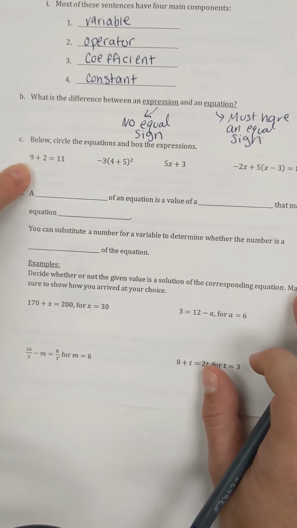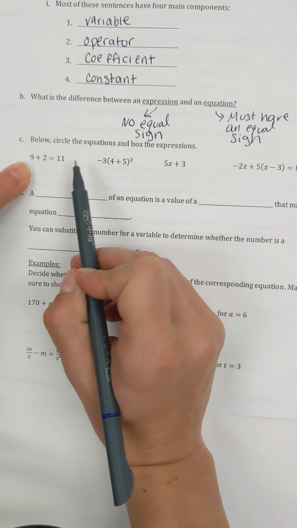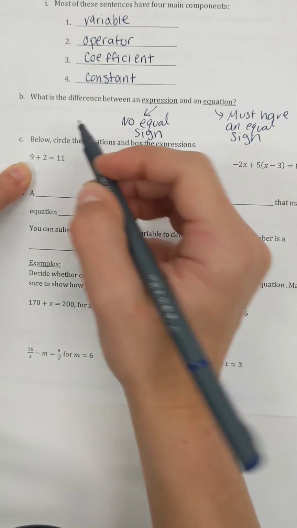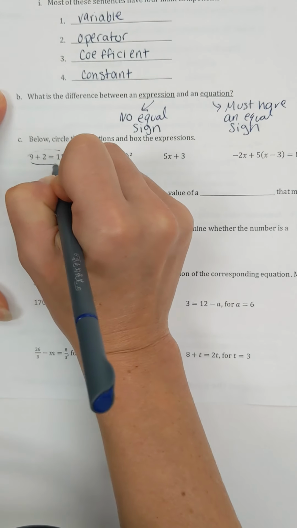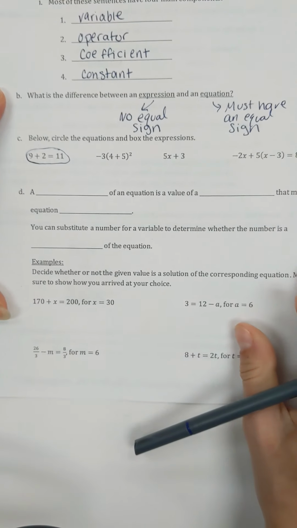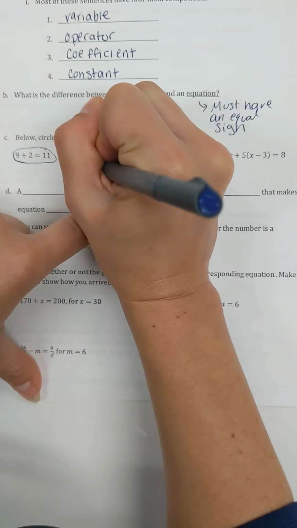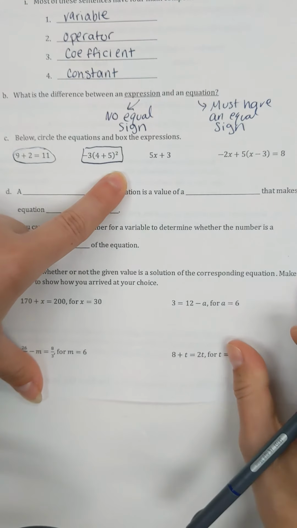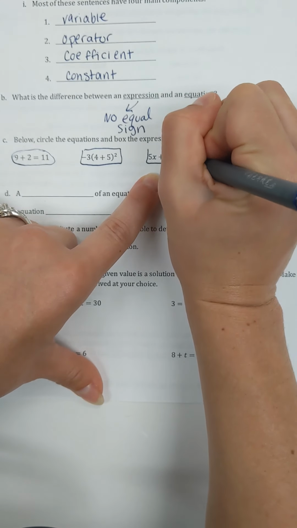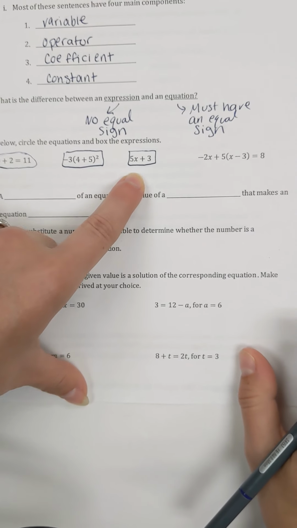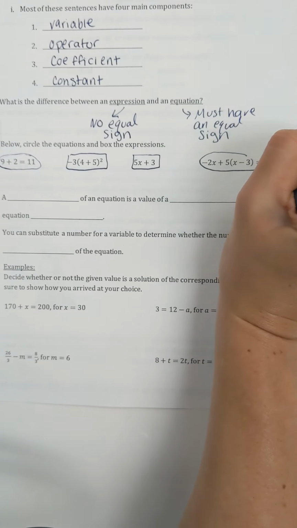All right, so each one of these should already be boxed or circled. You should have done that on your own. So we're going to go through and circle our equations and box our expressions. So this first one here, because of this equal sign, that is an equation, so I'm going to circle that. The next one, there's not an equal sign, so that's an expression. I'm going to box that. The next one, also no equal sign, so we are going to box that one. And then the last one has an equal sign, so I'm going to circle that one.